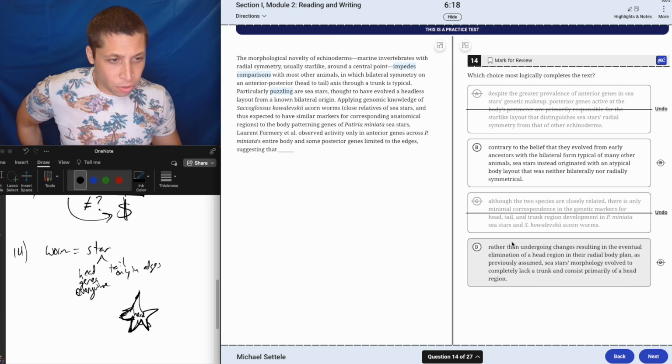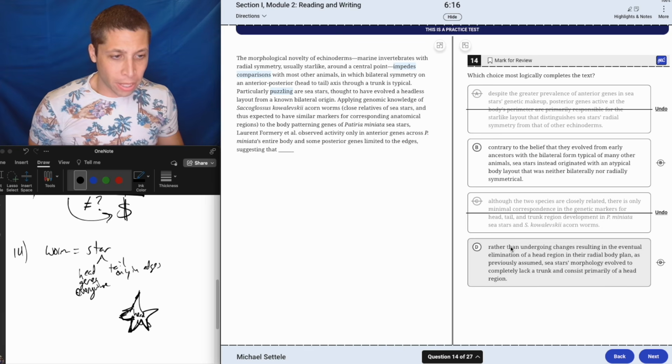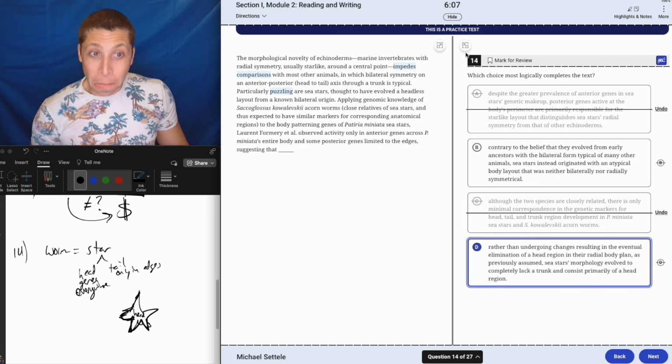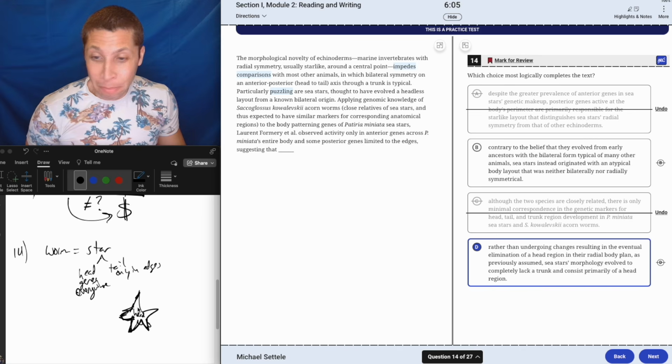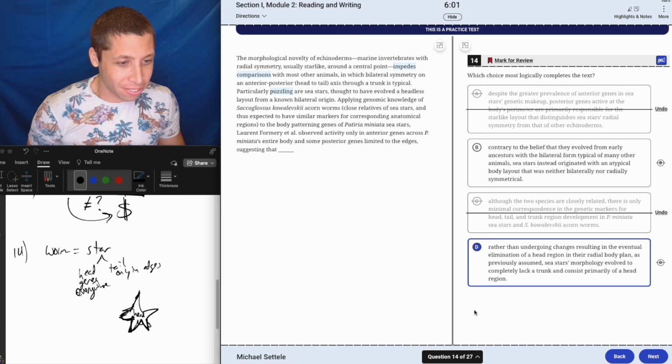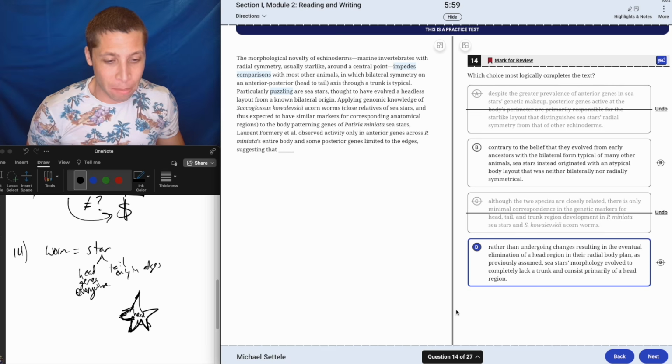Rather than undergoing changes resulting in the eventual elimination of a head region in their radial body plan as previously assumed, sea stars' morphology evolved to completely lack a trunk and consist primarily of a head region. Kind of like that, right? It says there's a lot of head, right? Head is everywhere. There's only little tails. So we're going to go with that. That's kind of what I matched with my dumb summary.